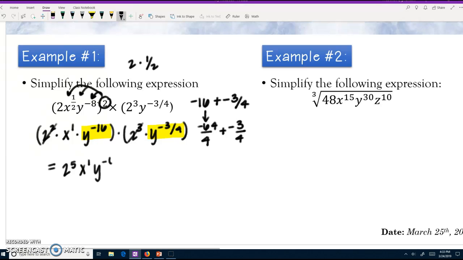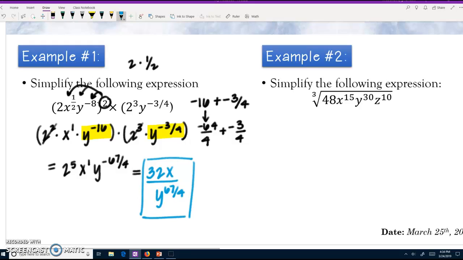So my new exponent on the y is going to become a negative 67 over 4, which is not a super pretty fraction, but that's what we have. And then let's just clean this up. The 2 to the 5th is a small enough number that I recommend simplifying it. So that's going to give you 32. X to the 1st I can just write as x. And then the negative on the y tells me to move the exponent down below. So I'll have 32x over y to the 67/4. And that's my final answer there.